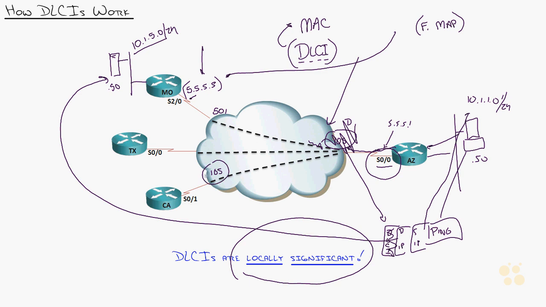Don't do this. You can, by the way, you can do this. Have 105 here, 105 here, 105 here. Well, you can have 105s all over the place, as long as you don't have it twice in the same location, because they're locally significant. As soon as it comes in, the DLCI has done its job. It says, I'm going to Missouri. And the service provider is like, you're going to Missouri. And it sends it out here.